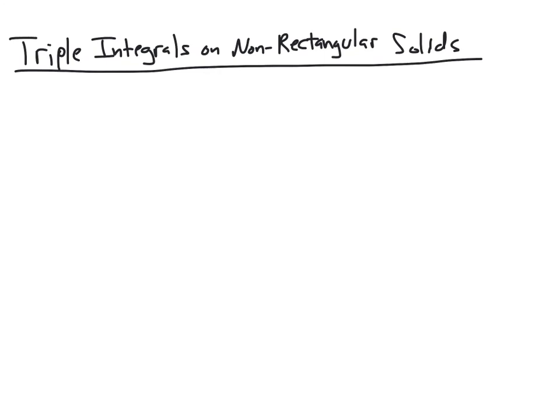In this video, we're going to look at how to evaluate triple integrals on non-rectangular solids. So we saw in the previous video how we can evaluate a triple integral on a rectangular box in 3-space. And that was just finding the sides of the box in terms of the x, y, and z axes, and then using those sides as the limits of integration.